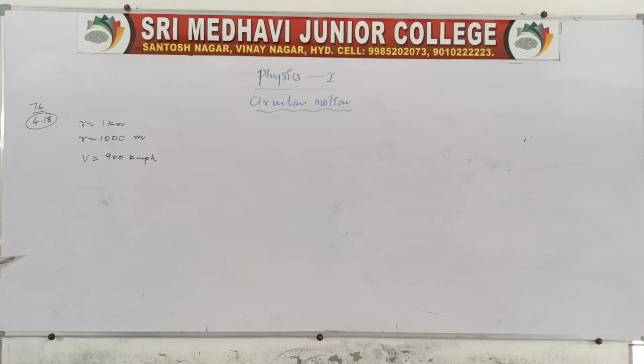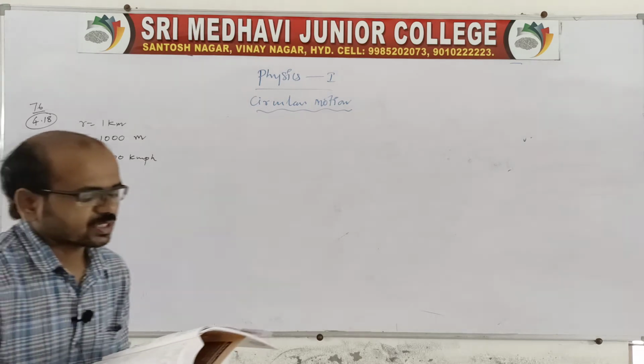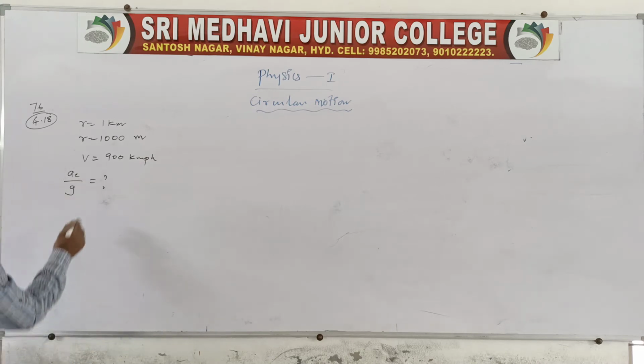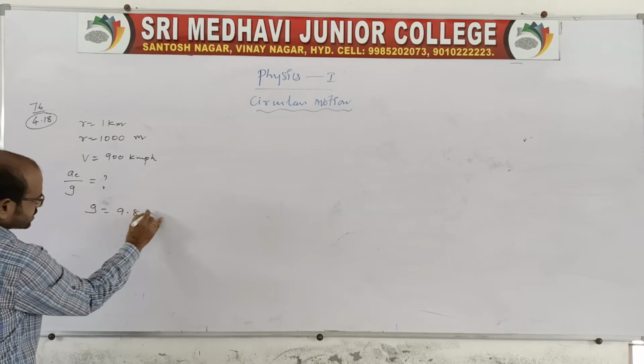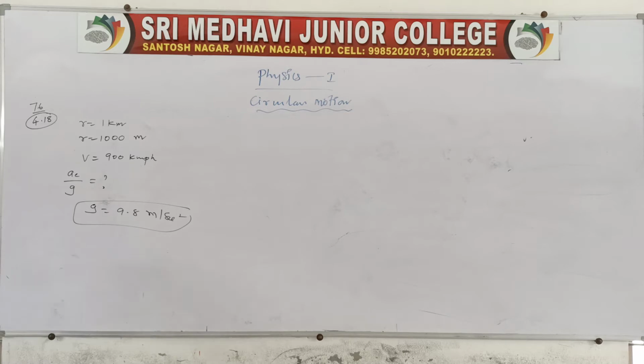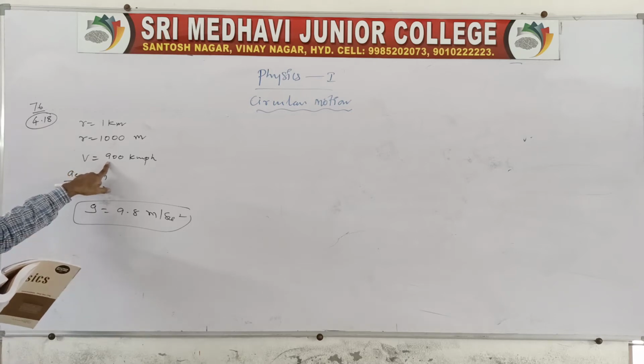Compare its centripetal acceleration with the acceleration due to gravity. So we should first get AC, because we don't know AC. Of course, acceleration due to gravity we know is 9.8 meter per second square, but we don't know centripetal acceleration. The given information is V and R: velocity 900 kilometer per hour and radius 1000 meters. Since kilometer per hour is given, we should convert into meter per second. That is very, very important.